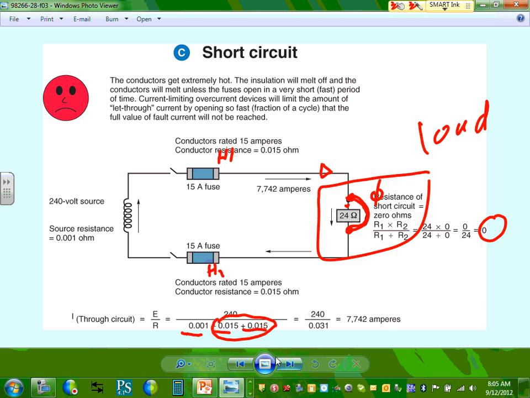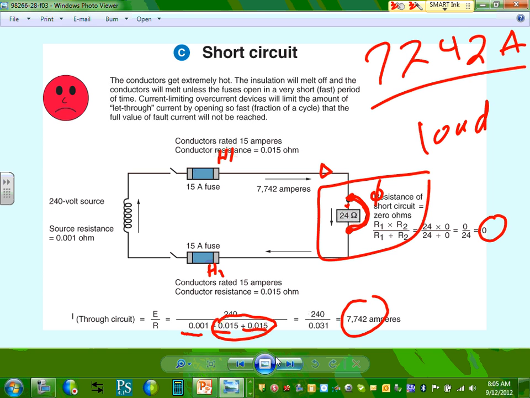Now do the math. Take the 24 divided by these two, add them up. That's easy. What do you get? Look what you got. 7,700 amps. Can you guys see that? This is 7,742 amps. And what is the fuse rated for? 15 amps. This is what we call a short circuit condition. Can I have thumbs up, Chad?